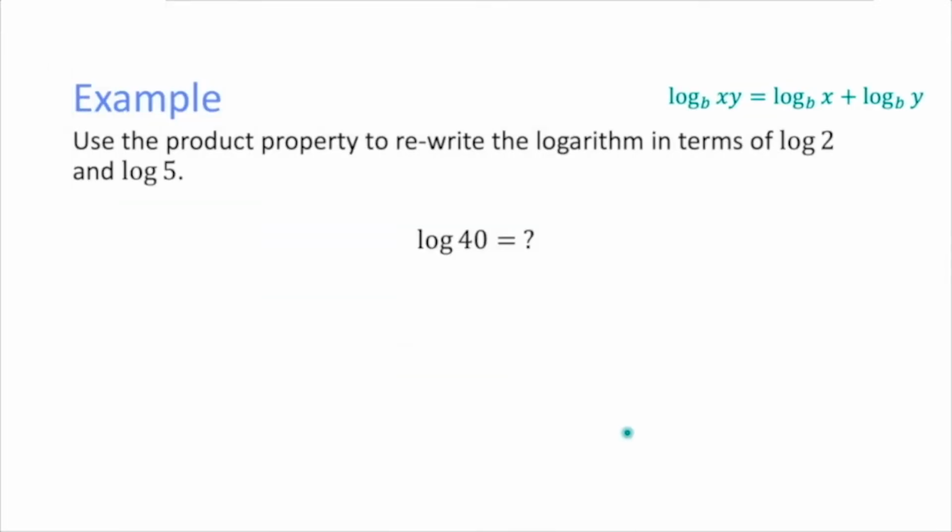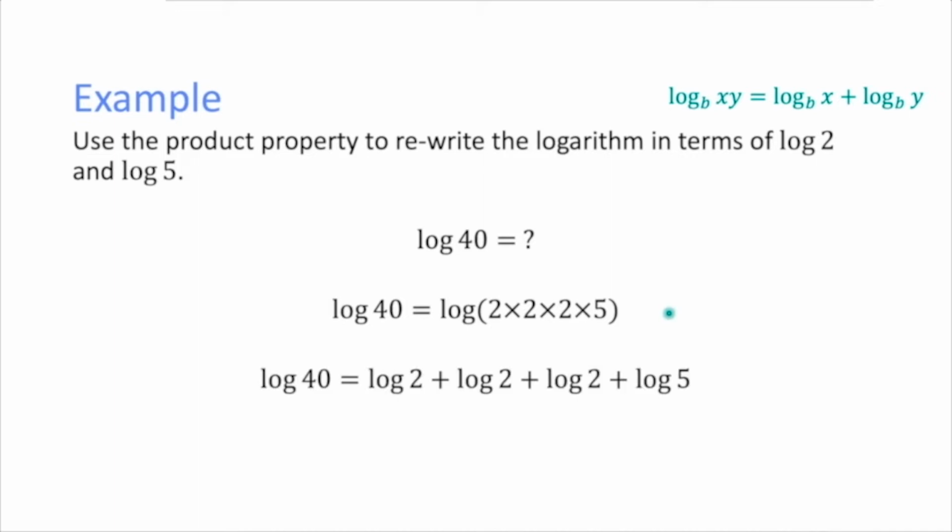Okay, so now that we've seen the rule, let's use it in an example. Here we need to be able to write log 40 in terms of log 2 and log 5. So the first thing to do is we're going to try and write the number 40 using only the number 2 and the number 5. Well, that's easy enough. We should be able to get that 40 can be written as 2 times 2 times 2 times 5. Well, we have multiplication here. That means we can use the product property of logarithms and rewrite this using addition.